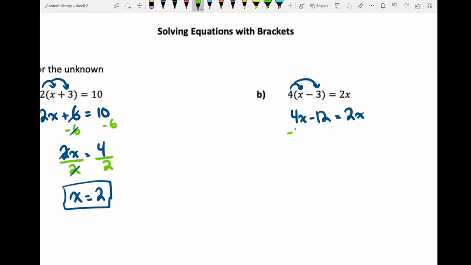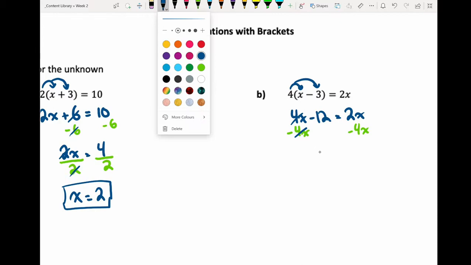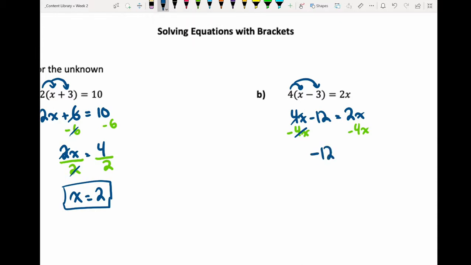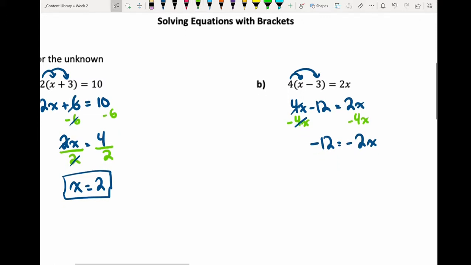So I'm going to get rid of the 4x by subtracting 4x. I'm going to do the same thing to the other side. One side just cancels out, and I'm left with negative 12 equals negative 2x. Now my x's are on one side only, so now I can work at isolating them. There's only one operation, which is multiplying, so I'm going to cancel that out by dividing. So I'm going to divide by negative 2. I'm going to do the same thing to the other side to balance it.